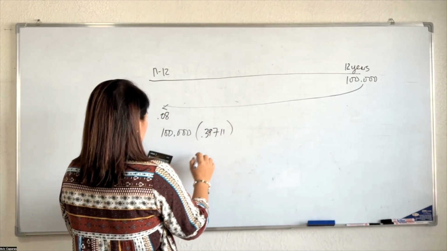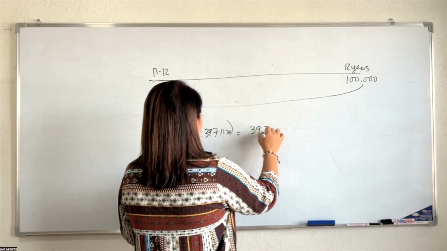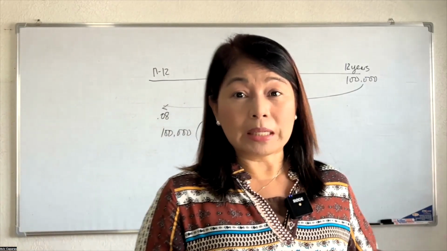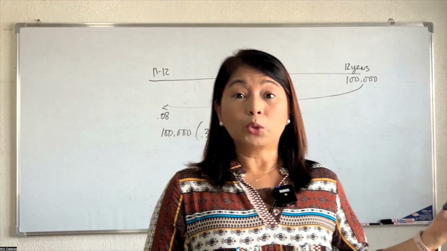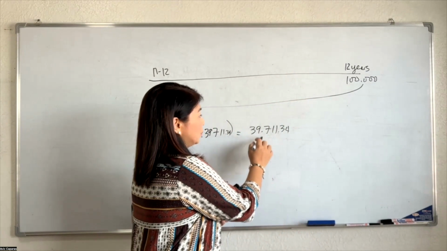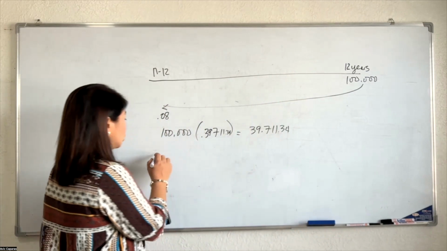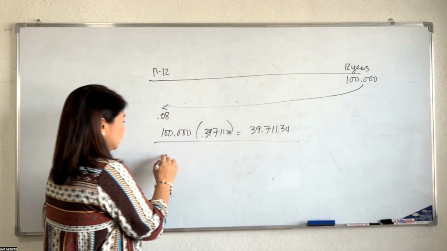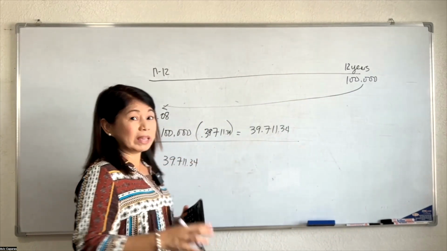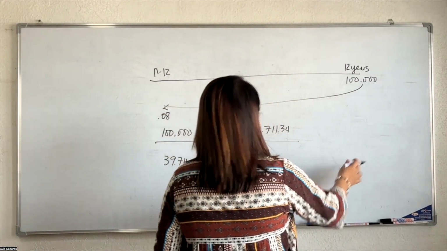0.39711, so that's around 0.34. So that is now 39,711.34. So the money that I will receive, 100,000 after 12 years, is actually right now, at 8%, 39,711.34. You can check that: if you were to receive 39,711.34 now and invest it at 8% interest, how much would that be after 12 years?